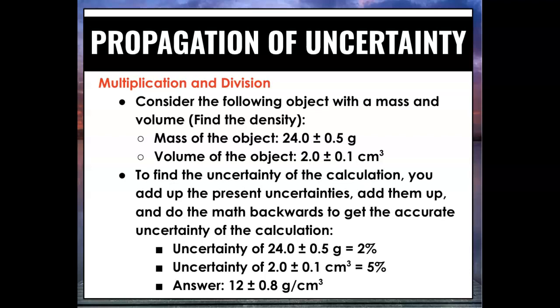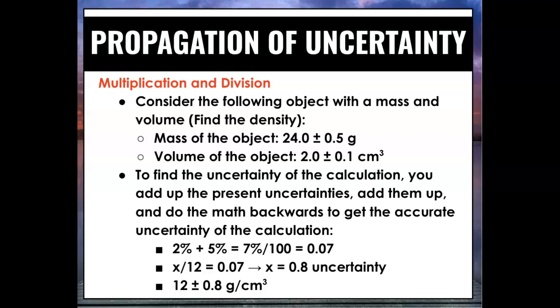So multiplication and division is a little bit different. Consider that we're trying to solve for the density of an object and we have a mass of 24.0 plus or minus 0.5 grams and a volume of the object of 2.0 plus or minus 0.1 milliliters. In order for us to find the uncertainties, we need to do the percent uncertainties first for both of them, which for the mass would give you 2%, the volume would give you 5%. Okay? Then you divide the two numbers to get the answer that you need. So 24 divided by 2 gives you 12.